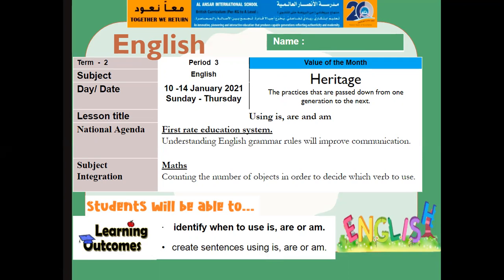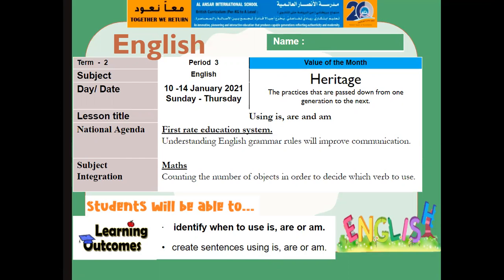But before we begin, I would like to remind you about our value of the month. Do you remember what it is? If you remembered heritage, then you are correct.